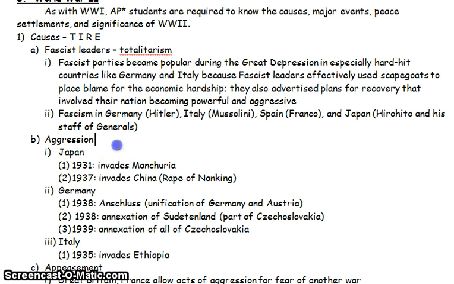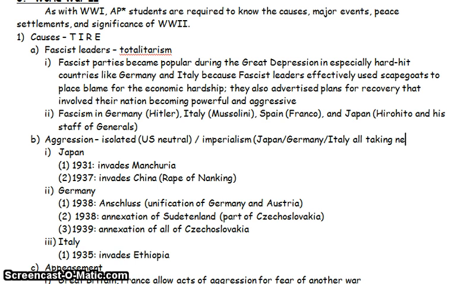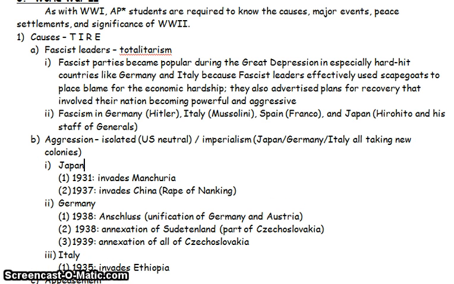How does the U.S. respond? We are isolated. So isolationism is a cause of World War II, and that I can also stand for imperialism. So you can see it standing for two things. Because the U.S. is going to remain neutral, isolated throughout this time period, and you do see imperialism going on with Japan wanting to take over other countries in the Asia area. And you see this Japan, Germany, Italy, all taking new colonies, or new areas of economic interest.